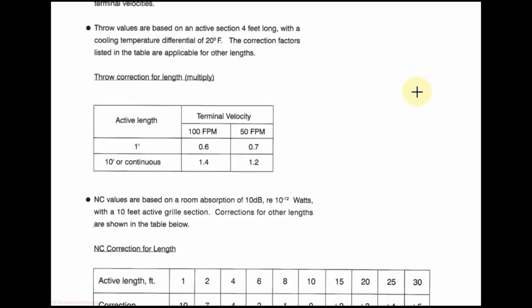The throw values in the performance sheet are calculated based on a 4 feet long grill and cooling temperature differential of 20 degree Fahrenheit. If you are using a grill with different length, then these correction factors need to be applied. For a grill of length 1 feet, the throw at 800 fpm you need to multiply by 0.6, and the throw value at 850 fpm you need to multiply by 0.7. And for a grill of length 10 feet or continuous, the throw value at 100 fpm you need to multiply by 1.4, and the throw value at 50 fpm you need to multiply by 1.2.